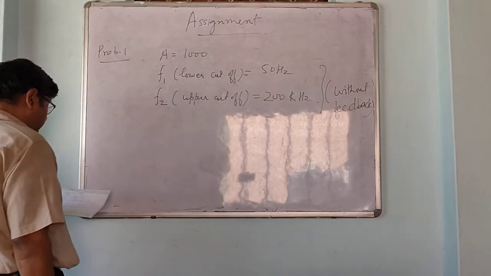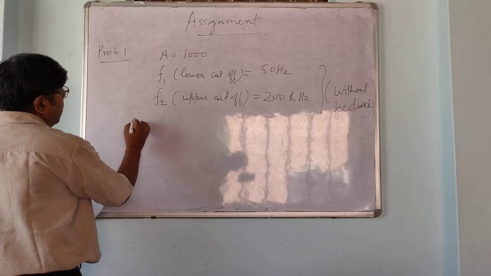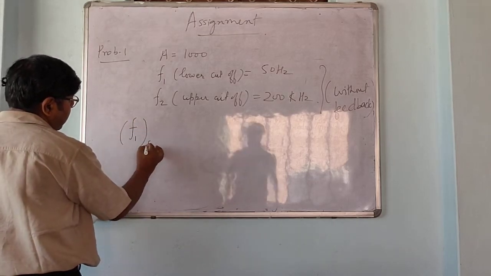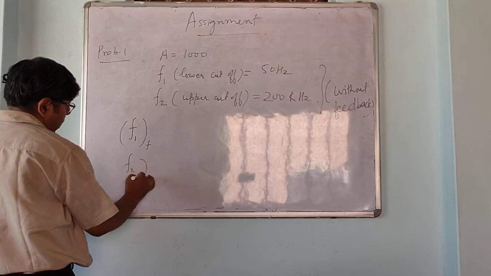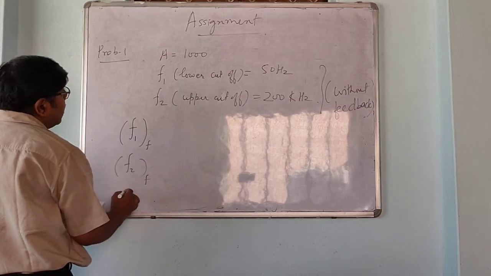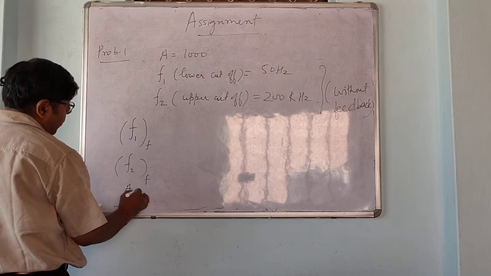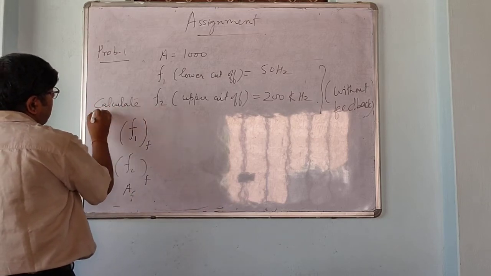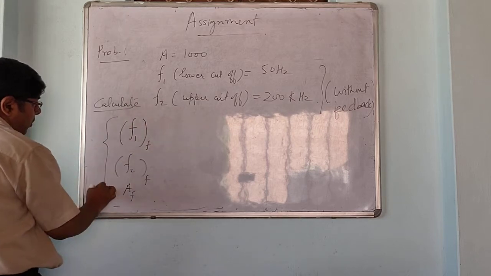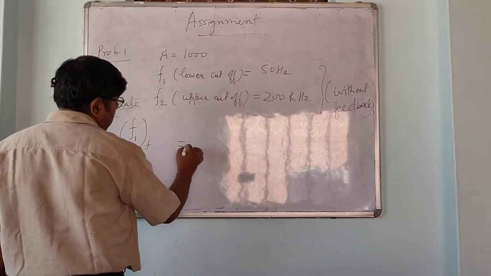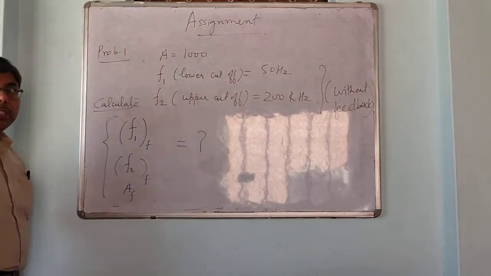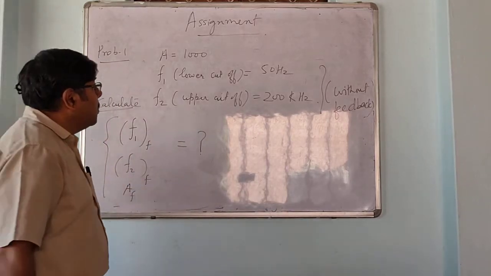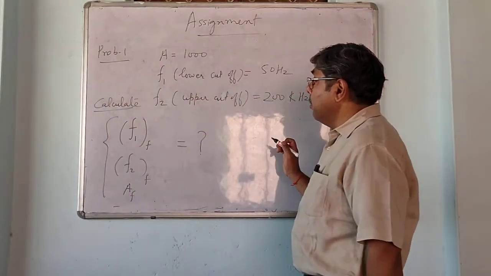You have to calculate F1 with feedback, F2 with feedback, and gain with feedback. Calculate all these three. This is the first problem. Obviously, you know what the method is? I'm giving a hint here.